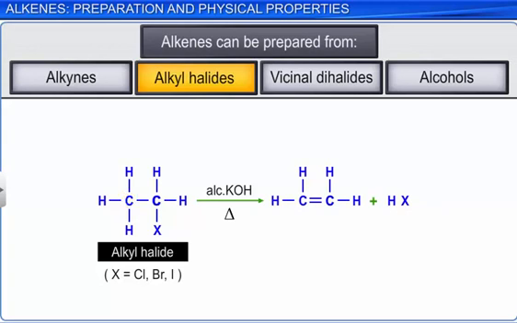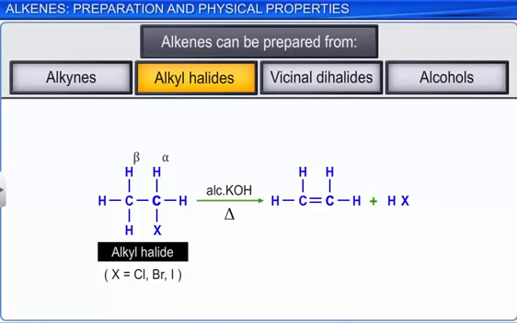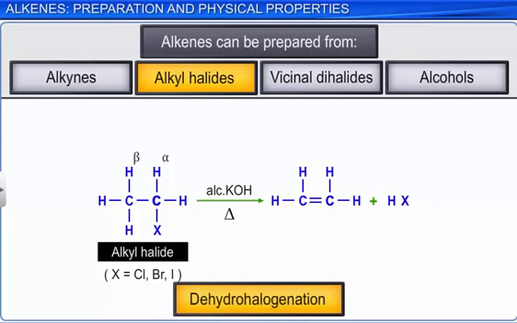The carbon atom attached directly to halogen is called alpha carbon, whereas the adjacent carbon is called beta carbon. Hence, the reaction is known as beta elimination reaction. As hydrogen and halogen atoms are removed in the form of halogen acid from alkyl halide, the reaction is also known as dehydrohalogenation reaction.